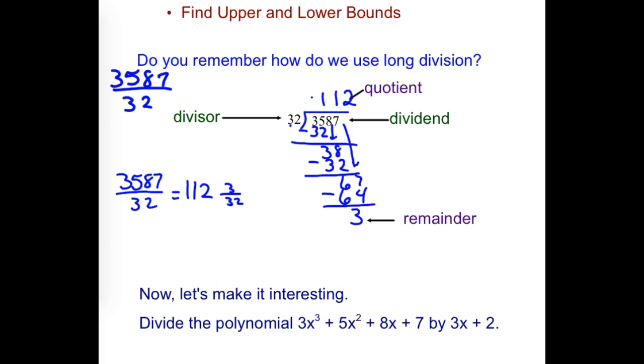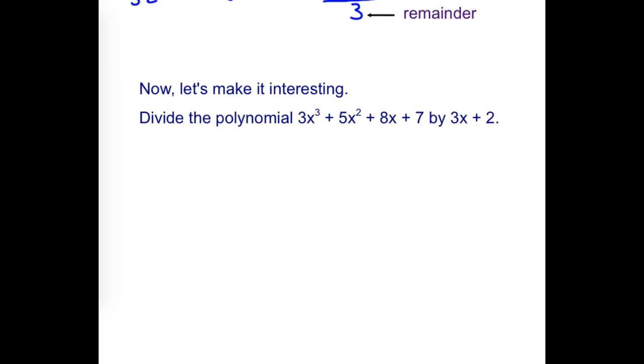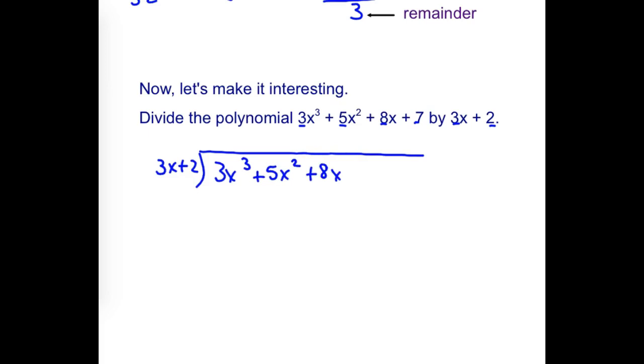Now we can take that same division idea, those same steps, and use it with polynomials. You might see the same numbers here, right? 3,587, we're dividing by 32. But this time, we have variables attached. So we're going to put our 3x plus 2 outside. Inside, we have 3x cubed plus 5x squared plus 8x plus 7.